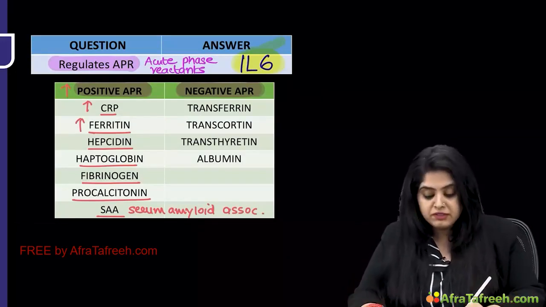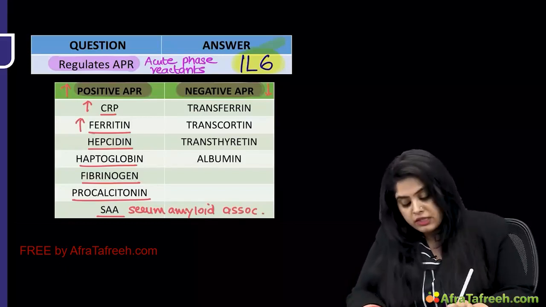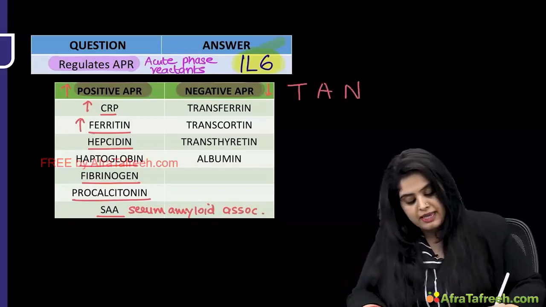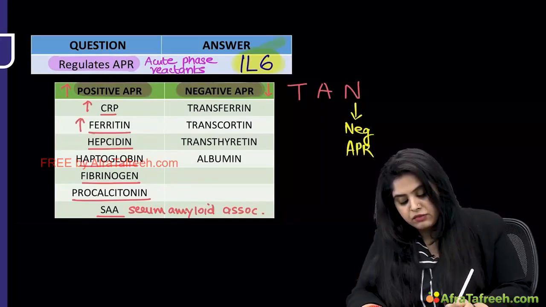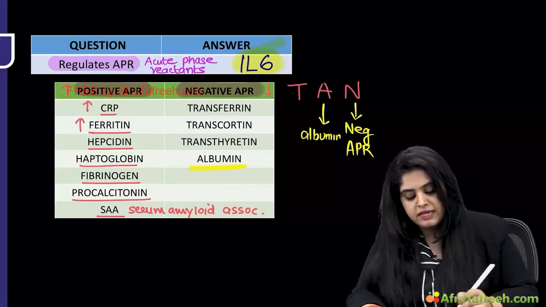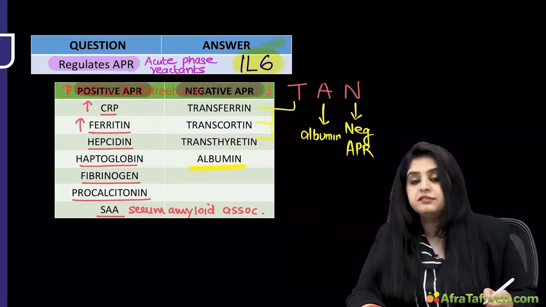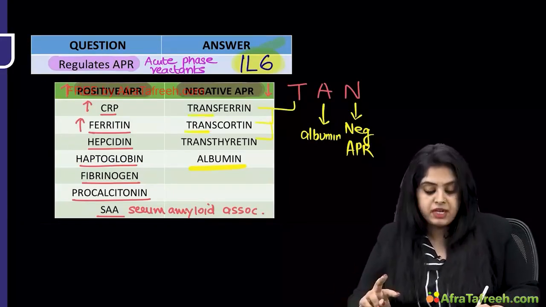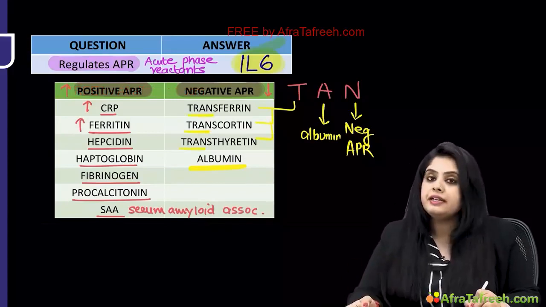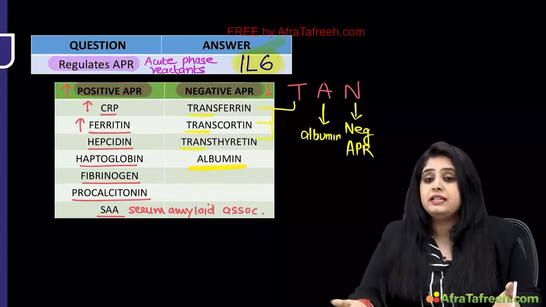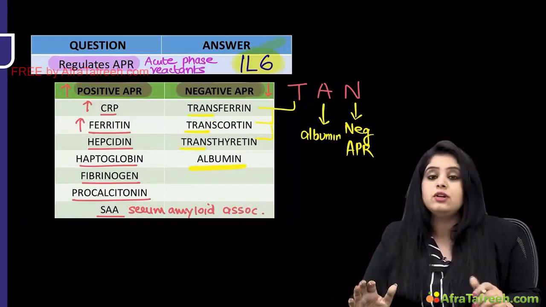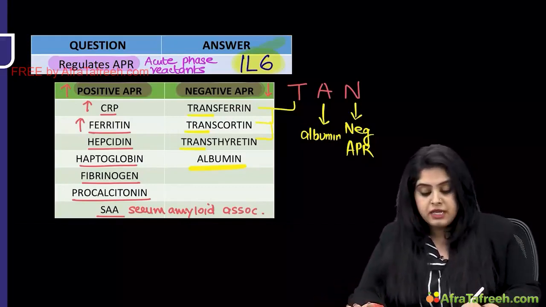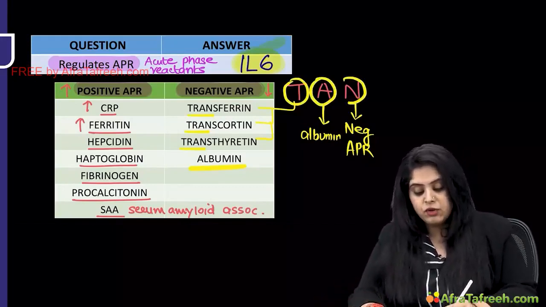But do you know some levels will decrease in your blood? What is going to decrease in your blood? Remember TAN, because they will ask you which of the following are negative APRs. First you will say A for albumin, and after that T for a lot of T's: transferrin, transcortin, transthyretin. And even for that matter, antithrombin 3 also. So please remember, transferrin, transcortin, transthyretin, all trans things are going to be negative. Albumin is going to be negative, and N of course for negative APR.